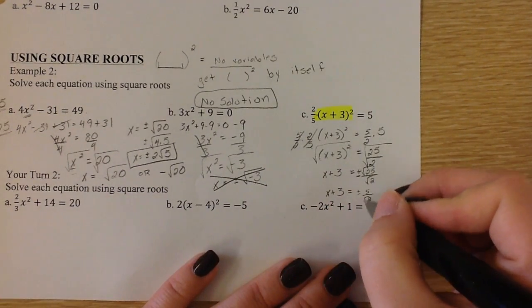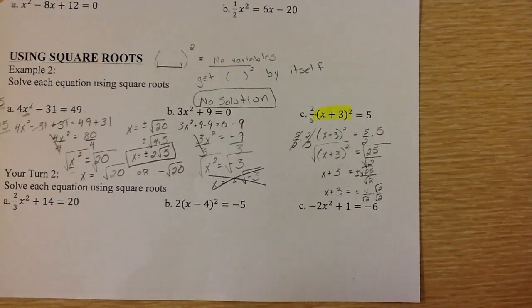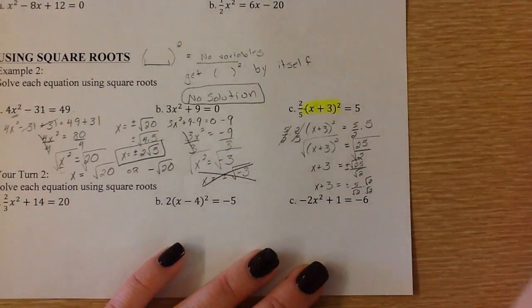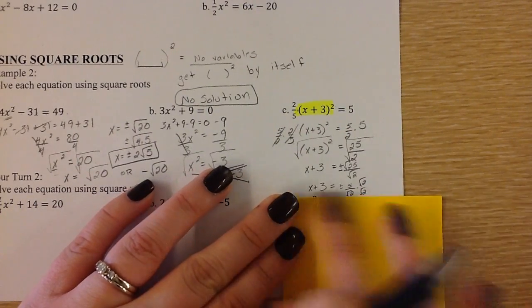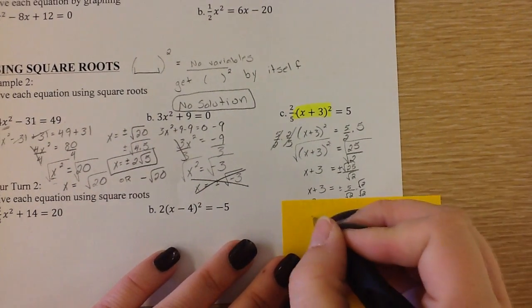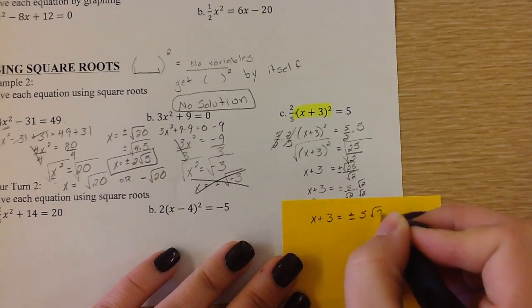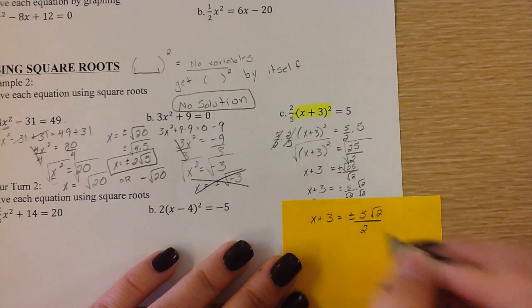We don't like a square root in our denominator, so I'm going to have to multiply numerator and denominator by the square root of 2. I don't have enough room, so I'm just going to add another piece of paper at the bottom. So we'll have x plus 3 equals plus or minus 5 square root of 2 over 2, the square root of 4, which is 2.